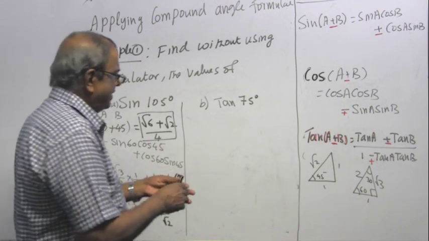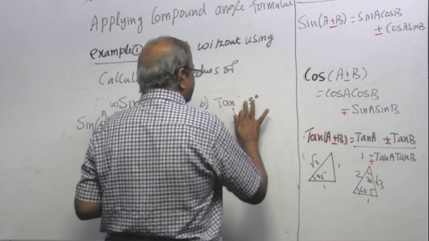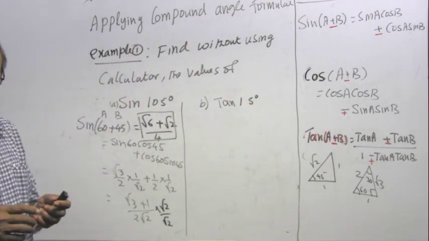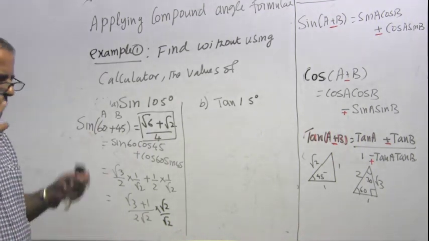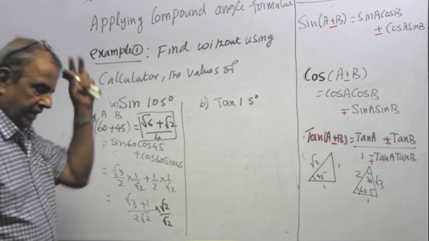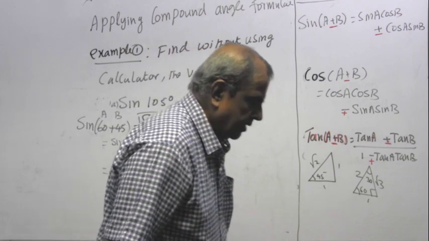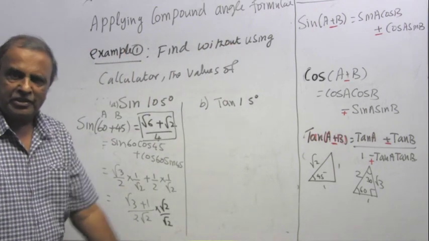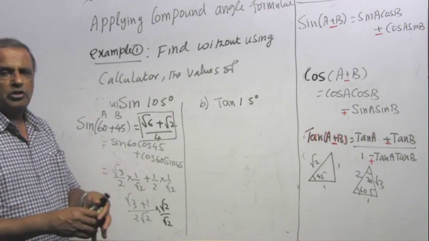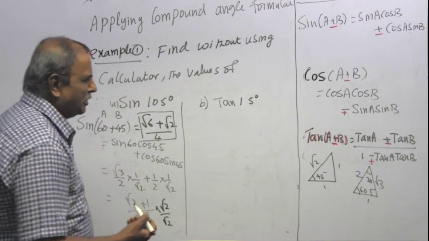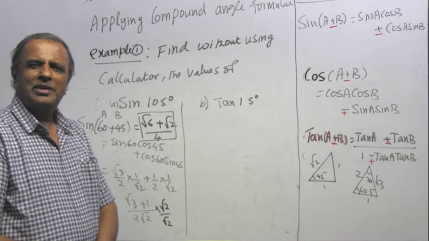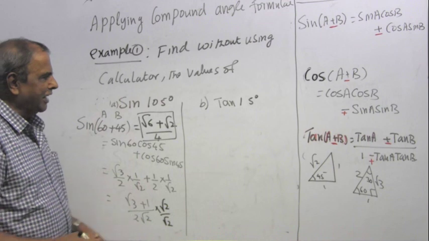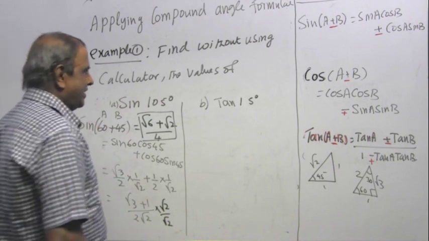Let me make it tan 15 degrees, so that I can use some minus. To get tan 15, either I can do 60 minus 45 or 45 minus 30. Whichever you do, you should get the same answer. We have used 60 here, so I have to use 30. So let me use 45 and 30.